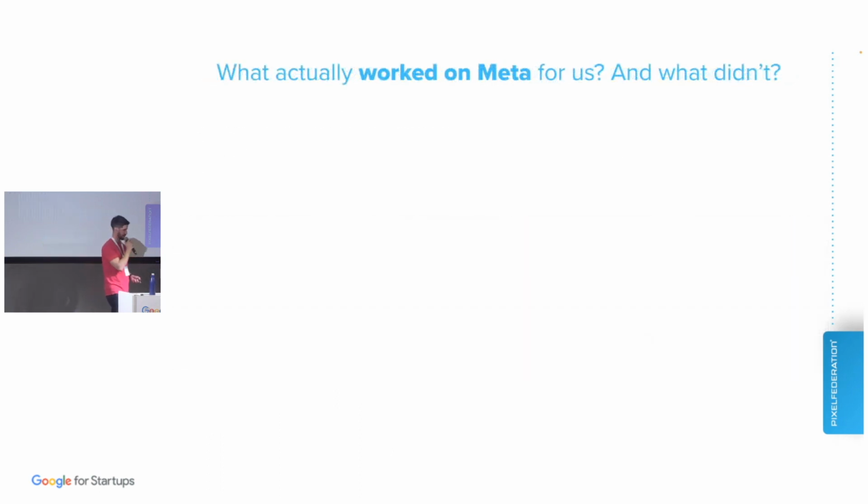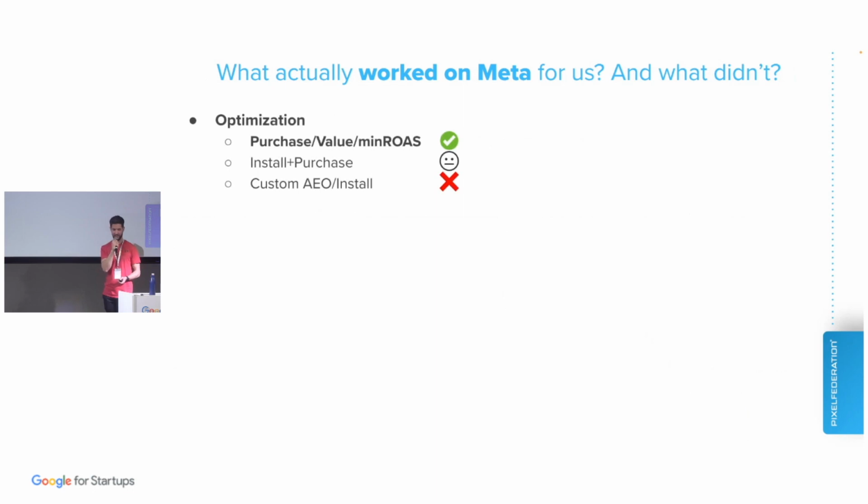And what actually worked on Meta? I was talking a lot about in-app events, custom AEO. Didn't work. Not really. The only thing that worked for Meta, for us, in terms of optimization was purchase, value, and ROAS. That's it. Install per purchase, okay, but not that good. And custom AEO or install did not work at all. I mean, the CPIs might be a little bit lower, but they weren't attracting any good traffic. So the only thing that we are using on Meta is purchase value and minimum ROAS campaigns.